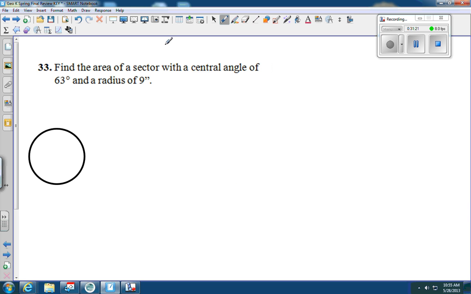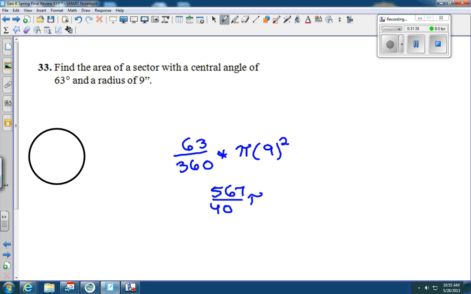This one, find the area of a sector with a central angle of 63. So I'm going to do 63 over 360 times pi r squared. Multiply that out, and I get 567 over 40 pi, or since that one's not a very nice fraction, you could change the fraction to a decimal and leave it as that, which is 44.5. So any of those answers are okay.